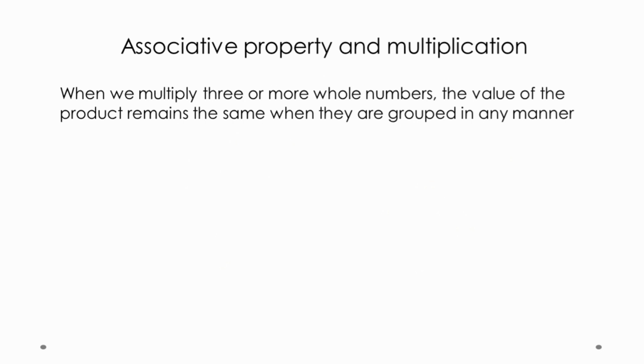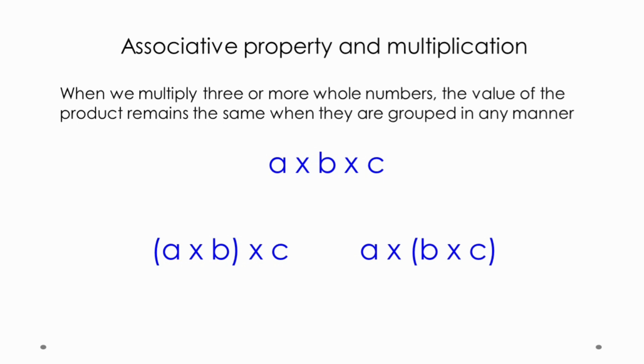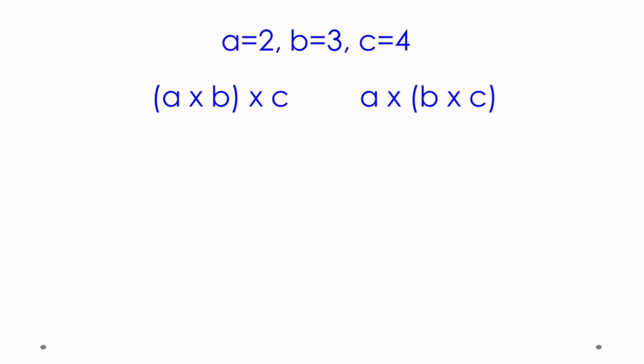Now let's see how associative property works in case of multiplication. When we multiply 3 or more whole numbers, the value of the product remains the same when they are grouped in any manner. If a, b and c are 3 whole numbers, then the product of a into b multiplied by c will be equal to a multiplied by the product of b and c. Here also, let's take a, b and c as 2, 3 and 4.